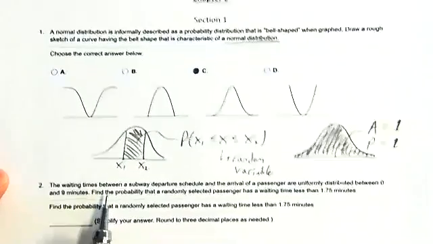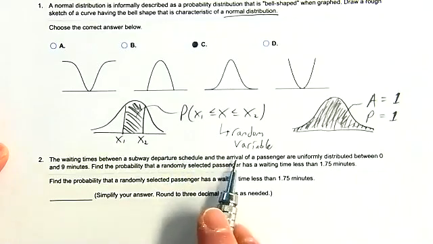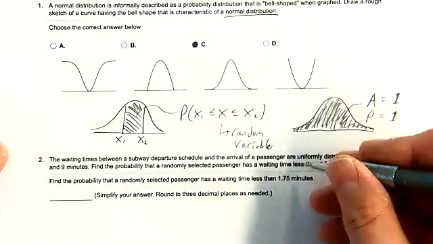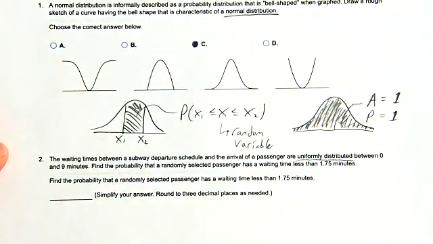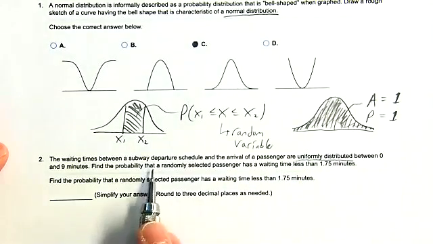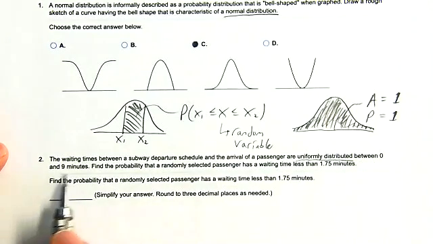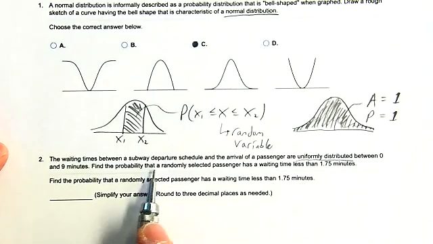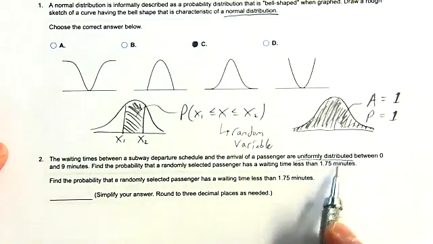Okay, let's look at 2. The waiting times between a subway departure schedule and the arrival of a passenger are uniformly distributed. So I just got done talking about the normal curve, the normal distribution, and now we immediately switch to a different distribution called uniform. So this bus arrives between 0 and 9 minutes. Find the probability that a randomly selected passenger has a waiting time less than 1.75 minutes.